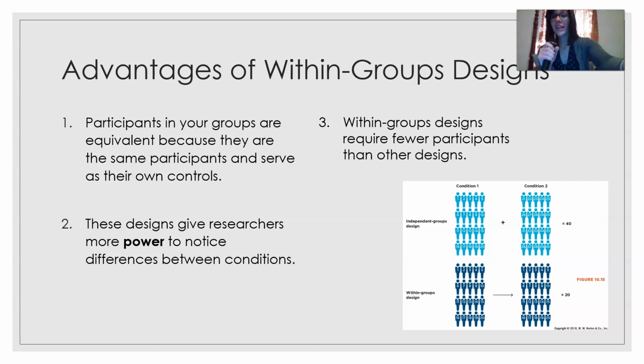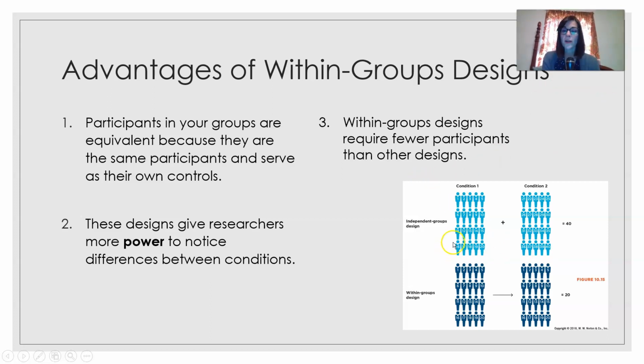And because everybody is functioning as their own control, it actually can lead to bigger statistical effects, and it also makes the design more sensitive to statistical effects. So we often tend to say that compared to between groups designs, within subjects designs tend to be incredibly powerful. It's a lot easier to notice differences between conditions when everybody's functioning as their own control and they're exposed to all conditions.